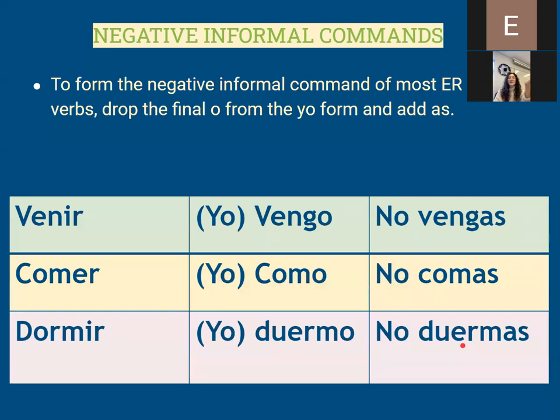For ER verbs and IR verbs, you use the same steps, except we drop the final O from the yo form and add AS to the end. So we have vengo, como, and duermo. We drop those O's and replace them with AS and add no to the beginning. So if I wanted to say don't come, I'd say no vengas. Don't eat would be no comas. And don't sleep would be no duermas.